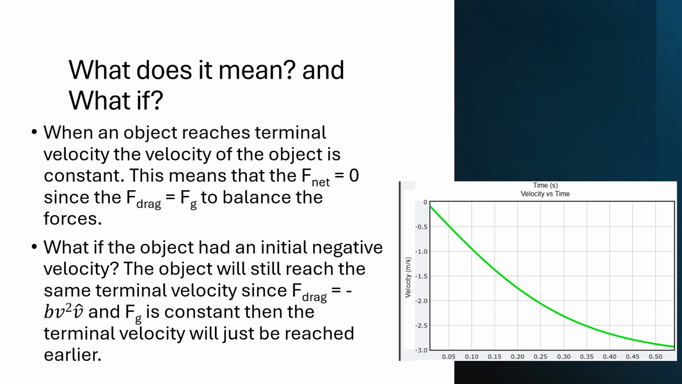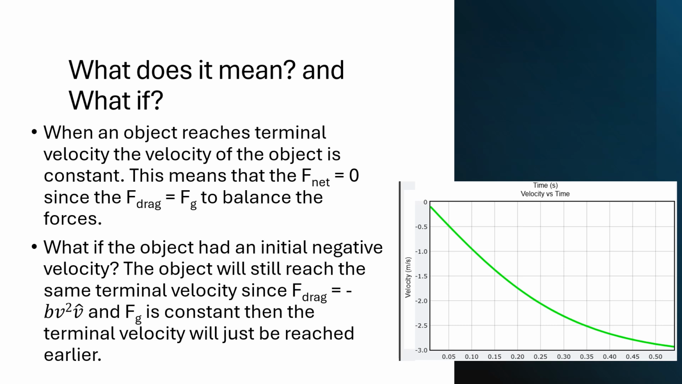So what does this mean, and what if? When an object reaches terminal velocity, the force of drag will have to equal the force of gravity to get an F net of 0, because terminal velocity is constant velocity. And so that means F drag and force of gravity would equal each other.